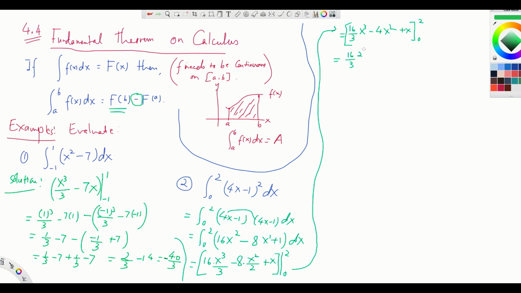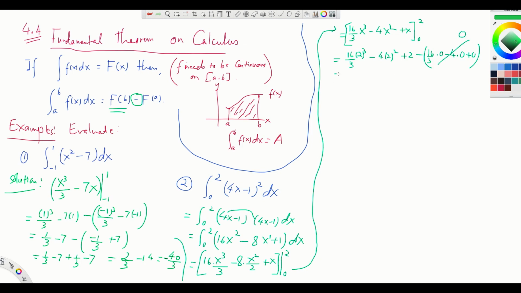So 2 to the third, right? And minus 4 times 2 squared, and then plus 2, right? And then minus, I will plug in 0 everywhere, right? So 16/3 times 0 to the third is 0, right? Minus 4 times 0 plus 0. So basically this thing is 0, right?